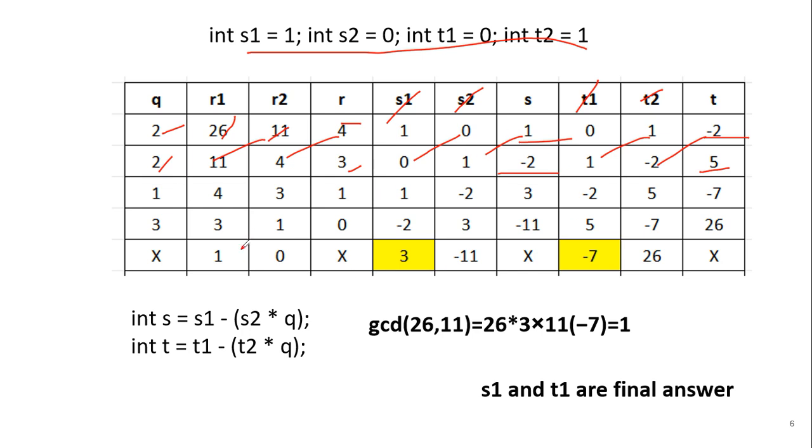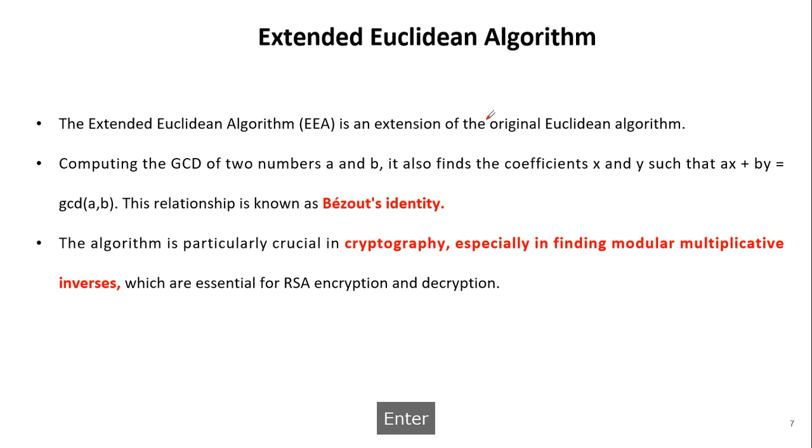The process is repeated until R2 becomes 0, that is, until one of the numbers becomes 0. So we stop here, and we collect the value of S1 and the value of T1. The value of S1 is associated with the big number, that is 26, and the value associated with the small number is in T1, so minus 7. So in this way also we can solve using the extended Euclidean algorithm.